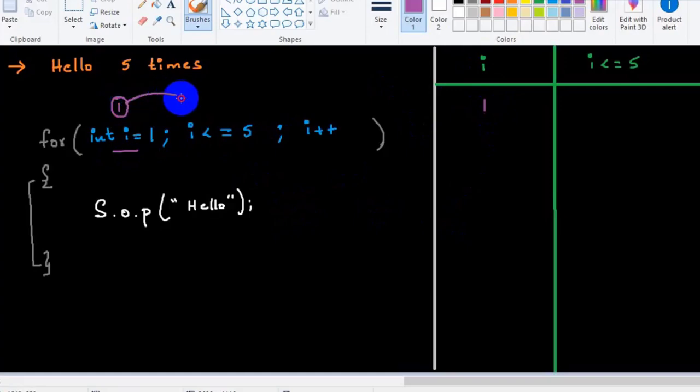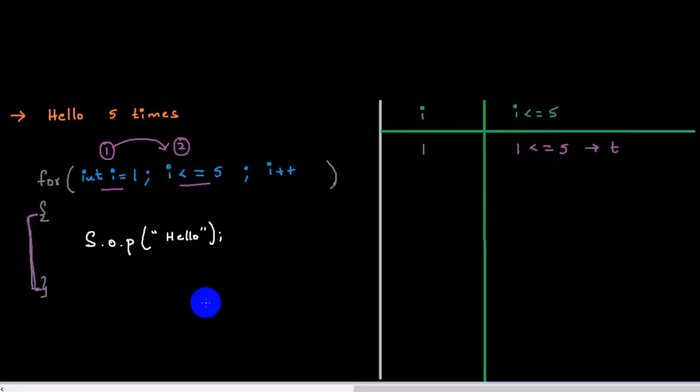Next, I will check the condition. What is step number 2? I have to check the condition. What is my value? 1. Is 1 lesser than or equal to 5? Yes, it is true. Once the condition is true, the control will get inside the loop. What am I supposed to print? Hello will get printed.